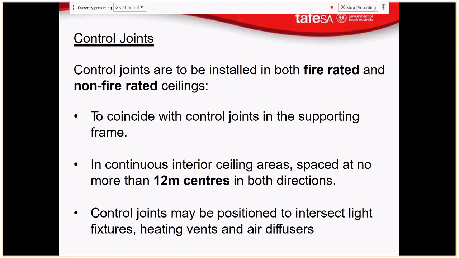Control joints are to be installed in both fire-rated and non-fire-rated ceilings. Typically within residential construction, we don't have to have control joints in our ceilings because they are required in continuous interior ceiling areas spaced at no more than 12 metre centres in both directions. Typically, we won't have a room which is longer than 12 metres in any one direction. That's fairly abnormal.